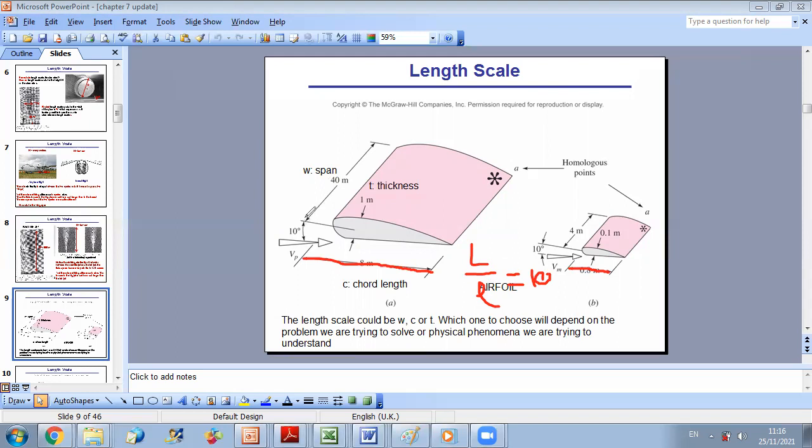So here, if you consider the span of the airfoil 40 meters on the big airfoil, you should divide it by 10 also. Then you can say that you have a geometric similarity between the two. To ensure geometrical similarity, the second condition is to have the same angles. Angles will not change, and the ratio of length should be the same for all dimensions in order to ensure that we have geometrical similarity.